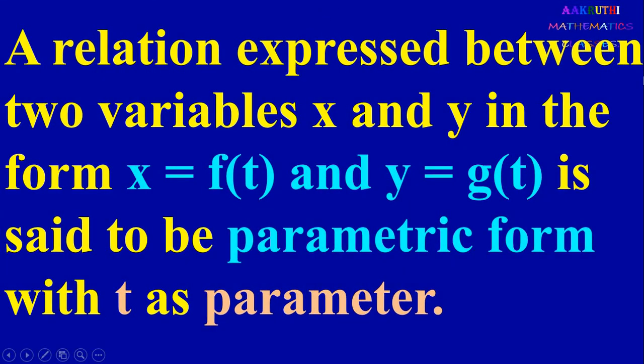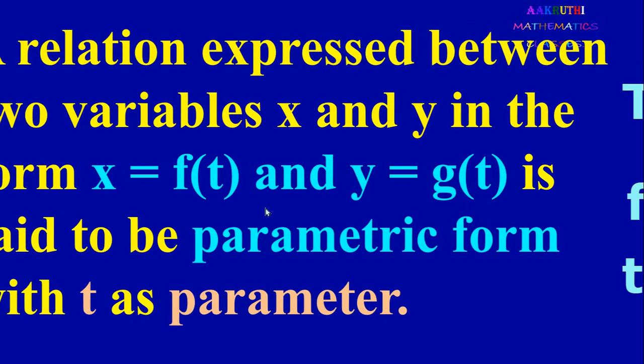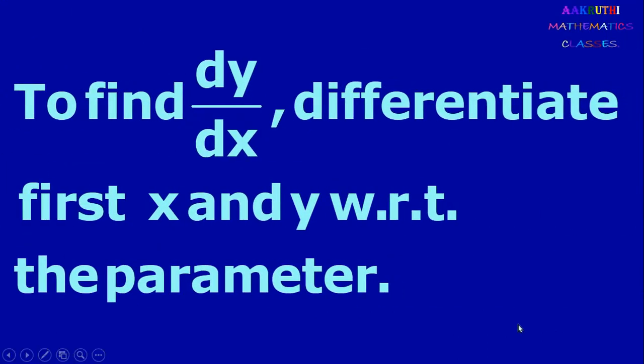A relation expressed between two variables x and y in the form x equal to f of t and y equal to g of t is said to be parametric form with t as parameter. Now here t is the parameter. To find dy by dx, first you have to differentiate x and y separately with respect to the parameter.